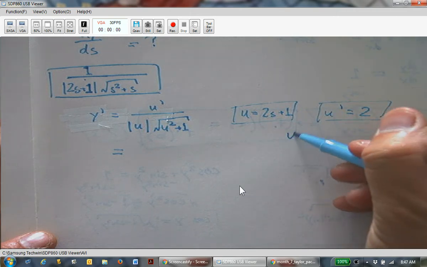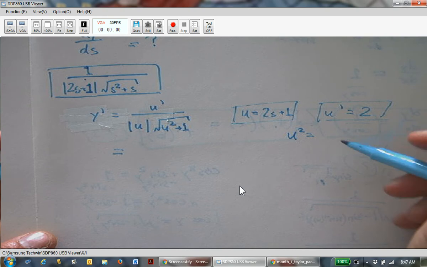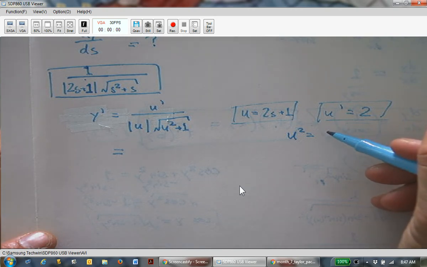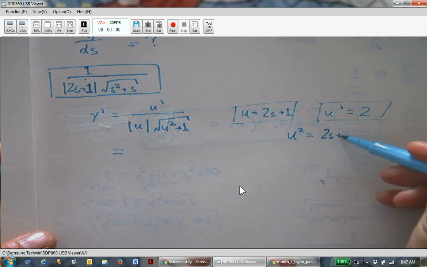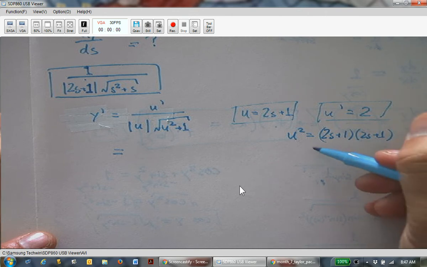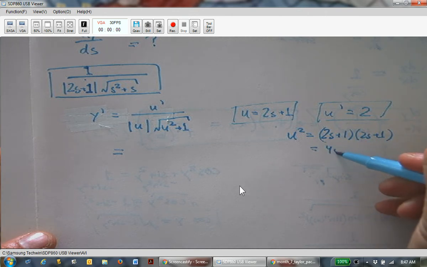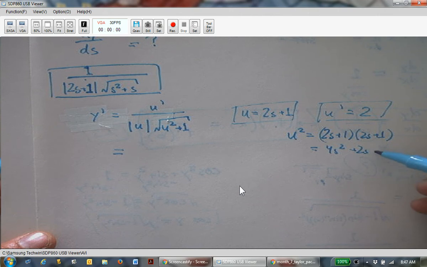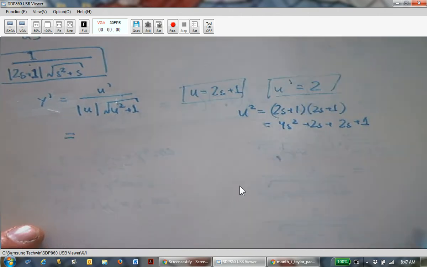And how about u squared? What do we have to do for u squared? 2x plus 1 in parentheses times 2x plus 1. Then do the FOIL. First, it'd be 2x times 2x, so 4x squared. Oh, so you guys actually did that whole thing. I just left it.